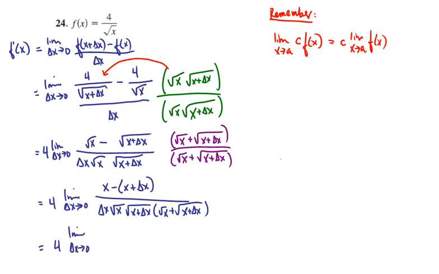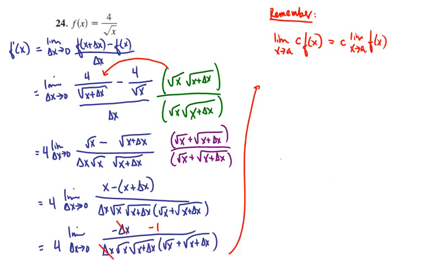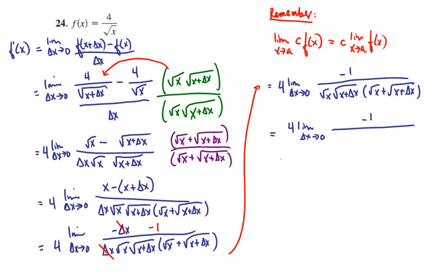Now when we simplify the numerator, we'll have 4 times the limit as delta x approaches 0 of negative delta x over the same denominator. And now our delta x's can cancel, leaving a negative 1 in the numerator. And we'll rewrite up top. And at this point we can set all of the delta x's to 0 because it won't cause the denominator to become 0 any longer.